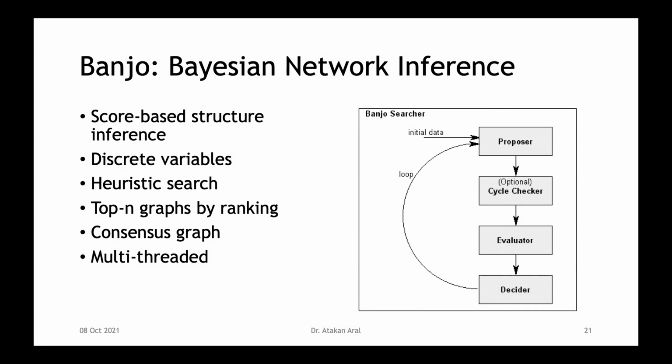Then the cycle checker, as the name suggests, checks if there is a cycle, because we are looking for a DAG, acyclic. It should be acyclic. Then there is an evaluator. As I said, this is a score-based algorithm, so it assigns a score to each graph. Specifically, it uses a score called BDe, which shows how well this graph represents your data. Then there is the decider module, which either keeps this graph or deletes it if it is not good enough. And we go back to the proposer again to start with either a new graph or a modification of the graph we already have.